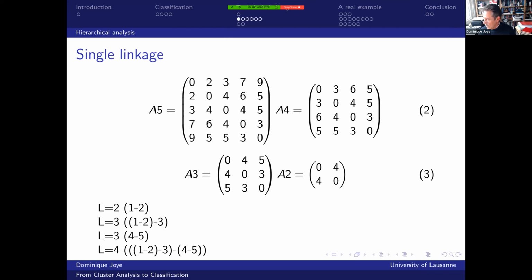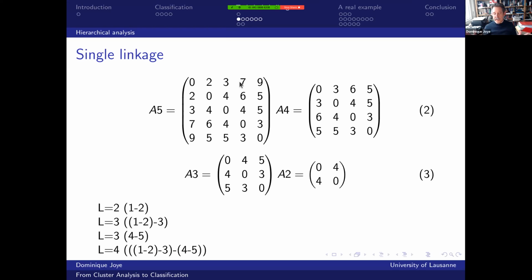Okay. So in my first step, I have the matrix A5 with 5 objects. And I have the distances between the 5 objects. Of course, between 1 and 1, it's 0. 1 and 2, it's 2. 1 and 3, it's 3. 1 and 4, it's 7. And 1 and 5 is 9.